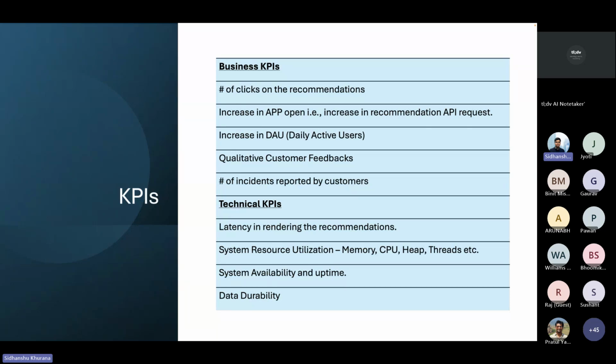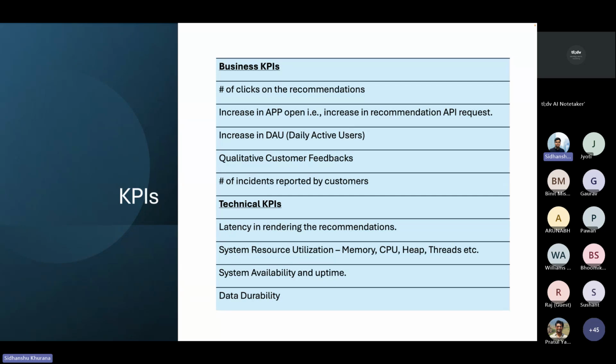Business KPIs like how many clicks we are having on recommendations, to make sure the recommendations we are loading are good enough and in their interest, and that will incur more daily active users and increase app opening, because users like the application, the performance is good, the UI is good, the experience overall is good. We'll get some qualitative customer feedback on how we are doing, and we should have a lower number of incidents reported by customers, like app crashes, high latency, or a bad experience, and so on and so forth.